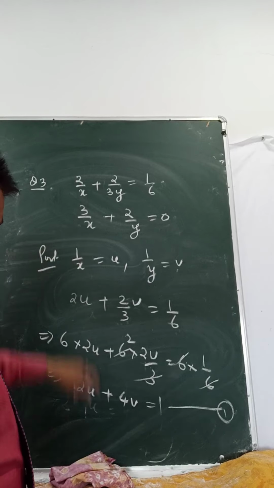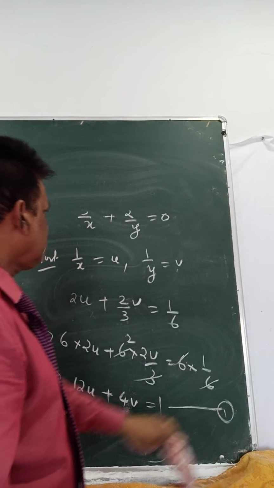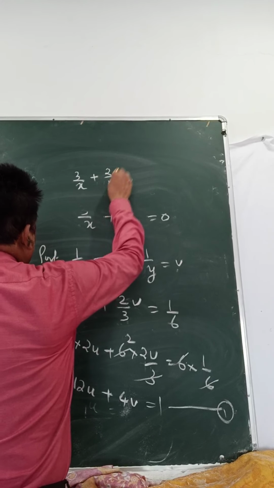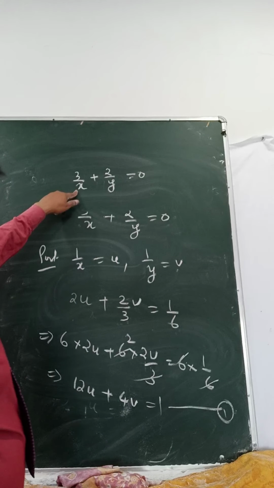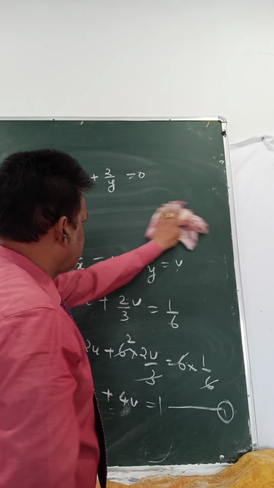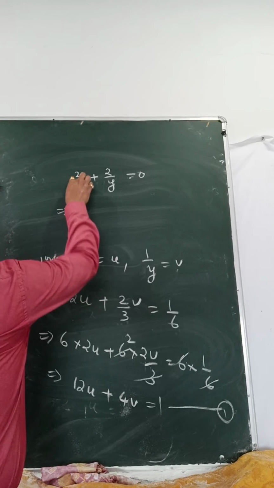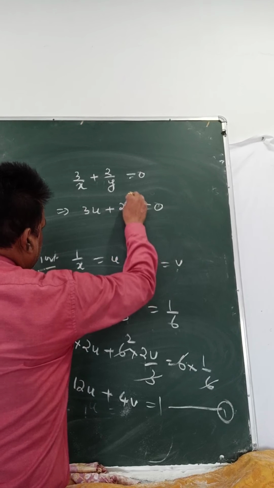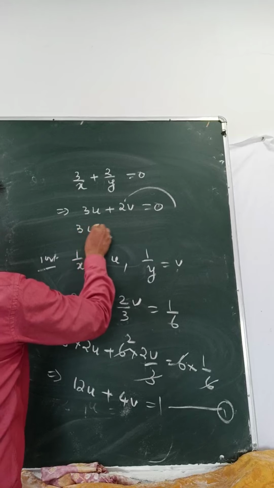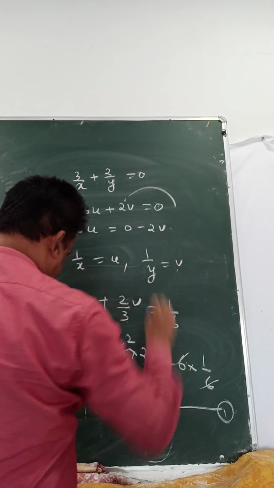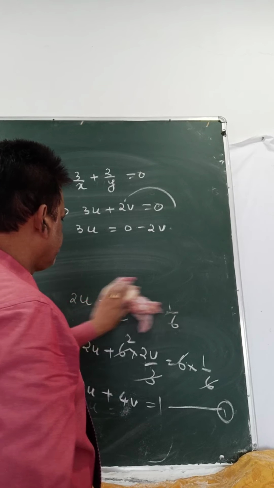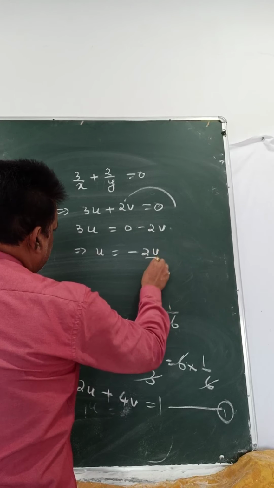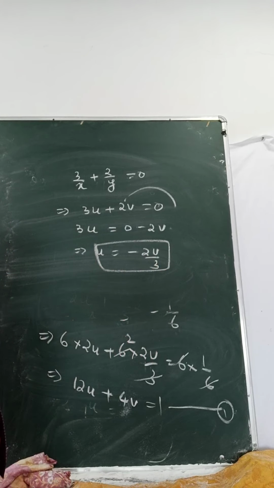Back to the second again. What is the second one? 3 by x plus 2 by y equals 0. So 1 upon x is how much? 1 by x is u, and 1 by y is v. So 3u plus 2v equals 0. Let's take this to the other side. 3u equals 0 minus 2v. This implies u equals minus 2v by 3. Okay, we got this.